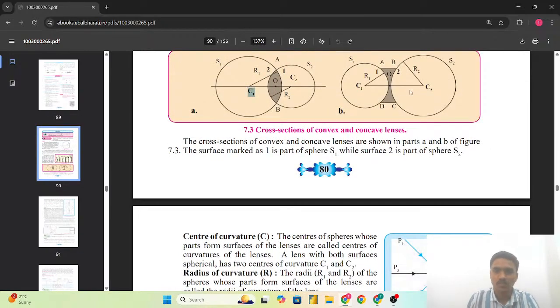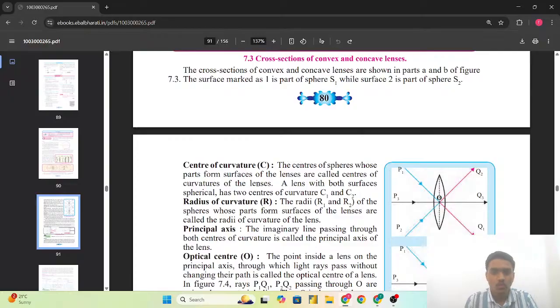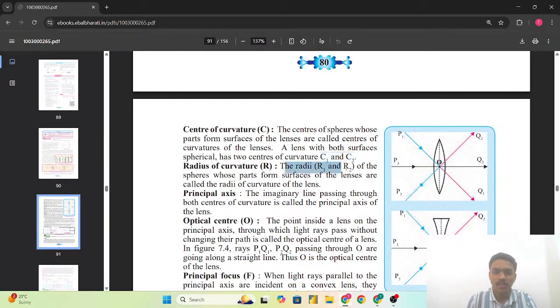यहाँ पर हम देख सकते हैं कि C1 और C2, these two are acting as the centers of curvature for the lens. So a lens with both the surfaces spherical has the two centers C1 and C2. लेंस को दो सेंटर होंगे, C1 and C2. Radius of curvature are the radii R1 and R2 of the spheres whose parts form the surfaces of the lenses, called the radii of curvature of the lens.